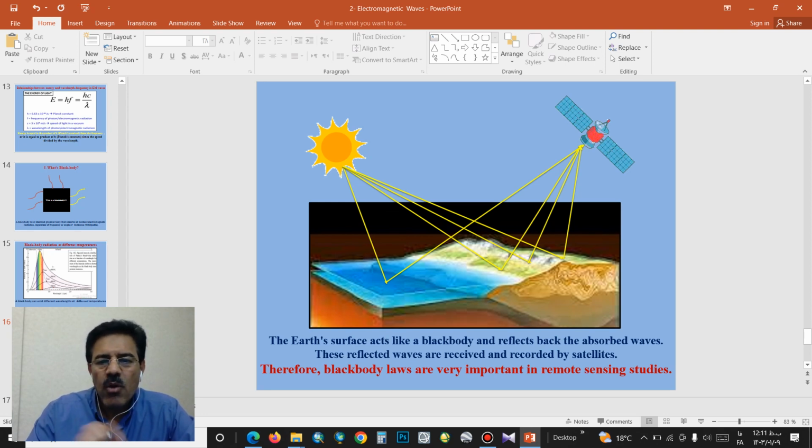In fact, water, soil, vegetation, rocks, and in general the Earth's surface act as a black body, and in remote sensing we can receive and record many different electromagnetic waves of Landsat from the Earth's surface.